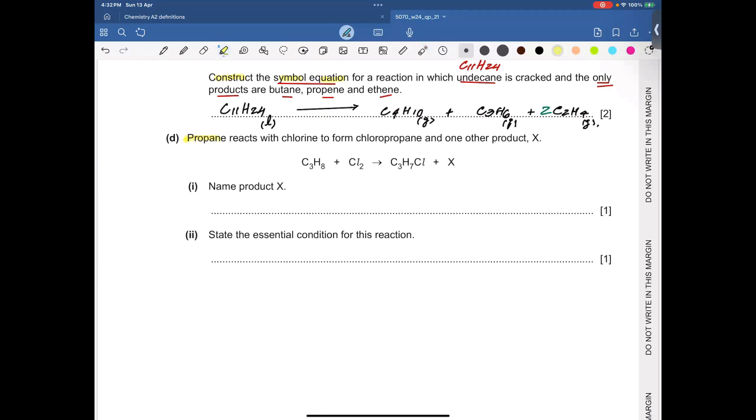Propane is basically an alkane. When it reacts with chlorine, it forms chloropropane and one other product X. Name the product X. That's easy, guys. Look, how many hydrogen atoms here? 8. How many hydrogen atoms here? 7, which means 1 hydrogen lost. How many chlorine atoms here? 2. How many chlorine atoms here? 1, which means 1 chlorine lost, which means HCl is lost, which means this X must be hydrogen chloride.